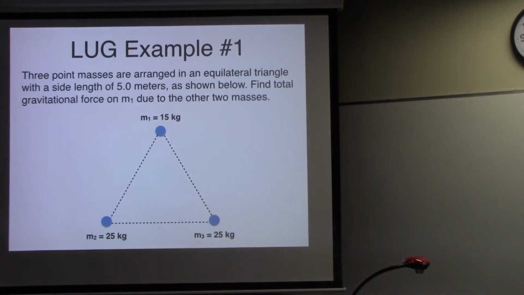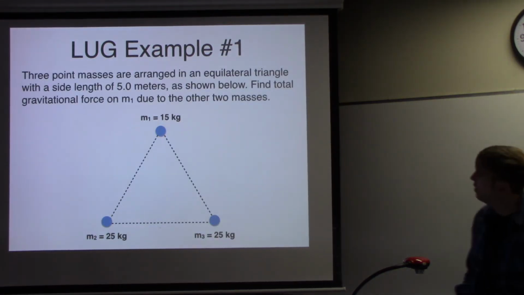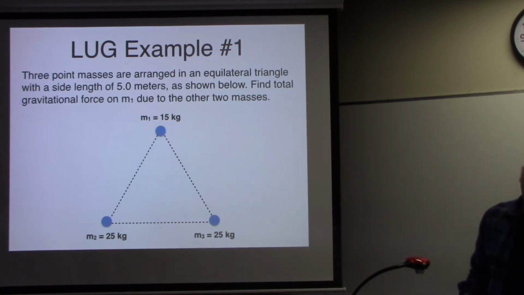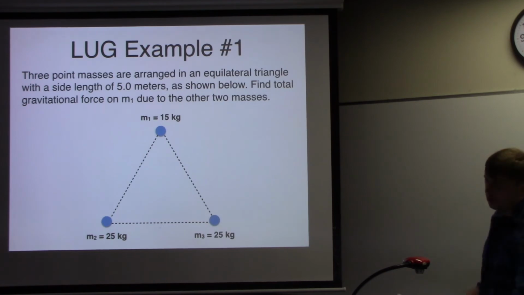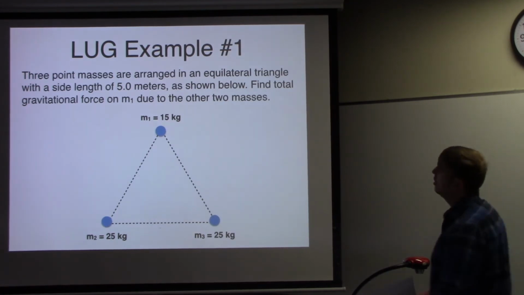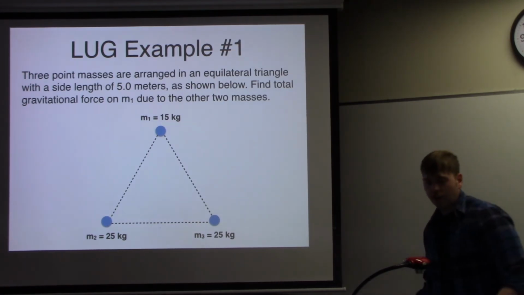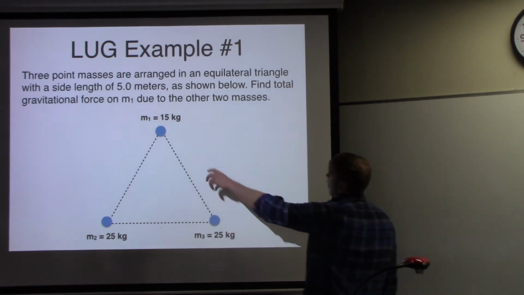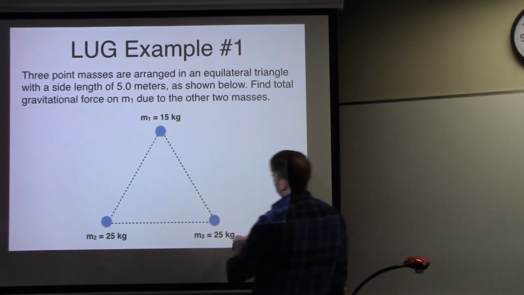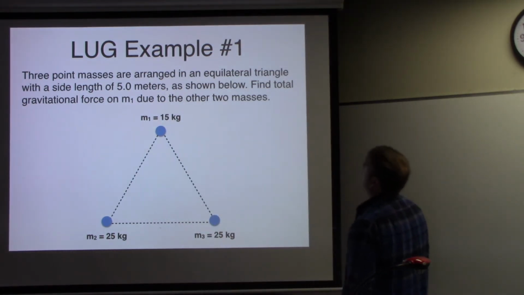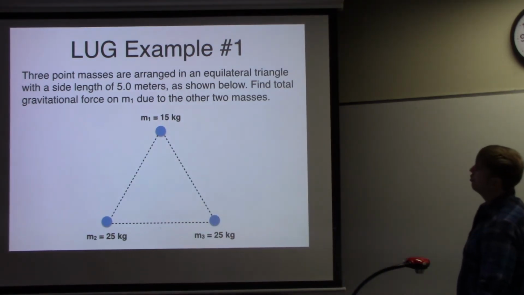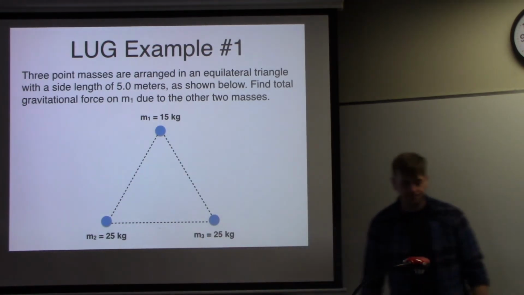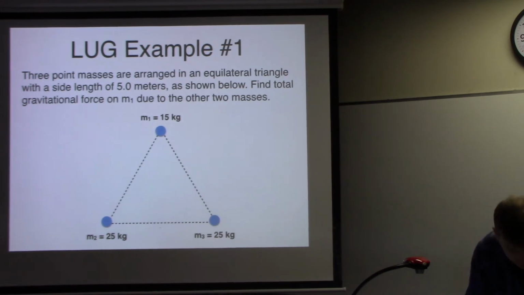All right, so the next thing we're going to do is a quick example using the law of universal gravitation, or LUG. And here's the example. We have 3 point masses arranged in an equilateral triangle with a side length of 5 meters, as shown below. Okay, the masses are as follows. M1 is 15, M2 and M3 are both 25. What we're going to do is calculate the total gravitational force on M1 due to the other two masses. So let's work it out.